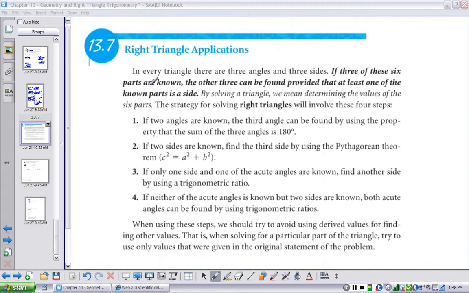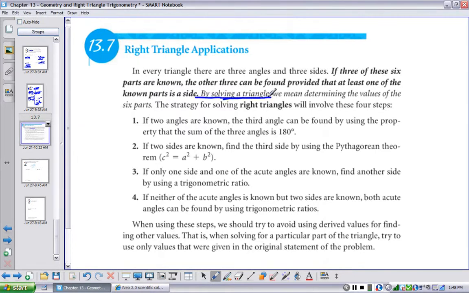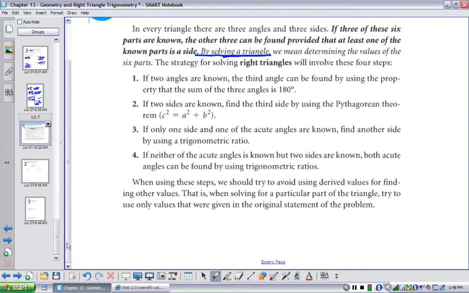And when the book says to solve the triangle, they want you to find all 6 parts. So they have a little strategy here on how you do this. Number 1, it says if 2 angles are known, then the third angle can be found by using the property that the sum of the 3 angles is 180 degrees. If 2 of the sides are known, then you can use the Pythagorean theorem to find the other side.